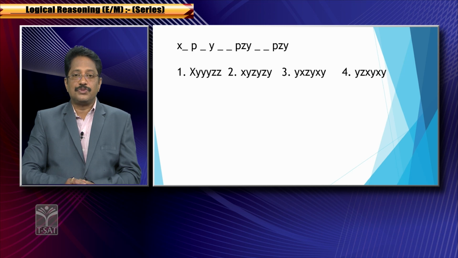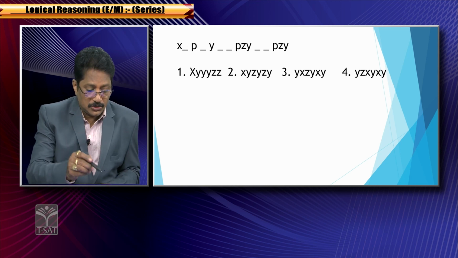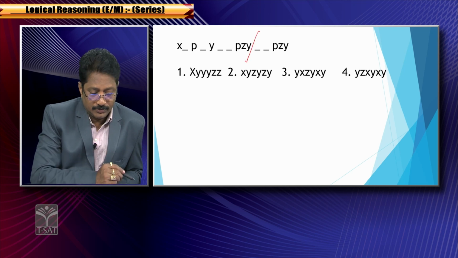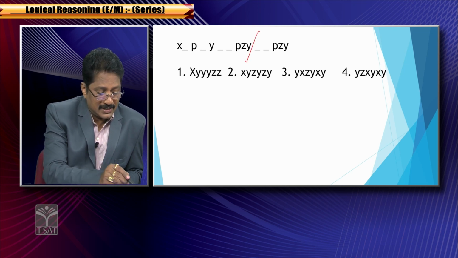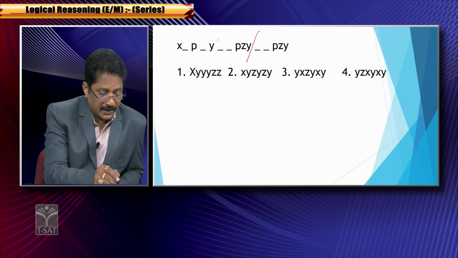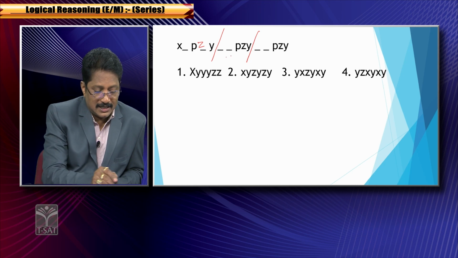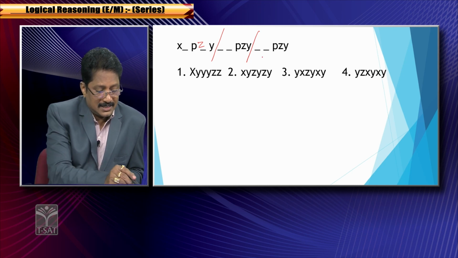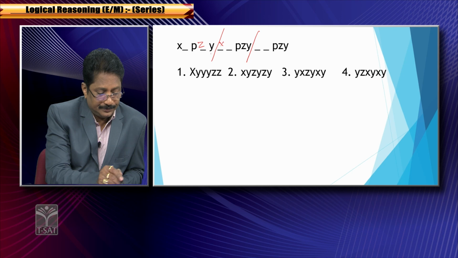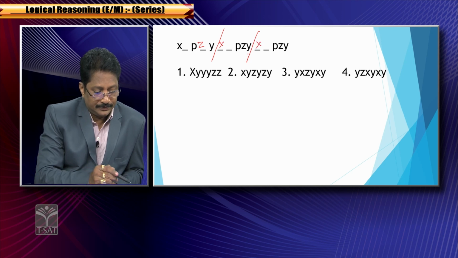So which is good for you? Divide it into 5 groups, or divide it into 3 groups, each one has the same. Here it is better to divide into 3 groups, each one has 5. So it is PZY. So better to write PZY. Here also PZY. Here also the first letter is X. So here also X. Correct?